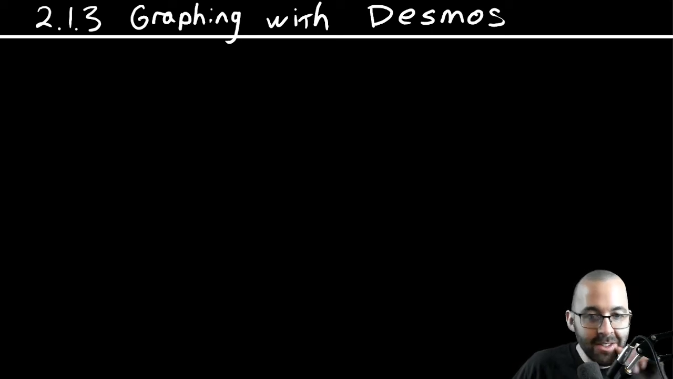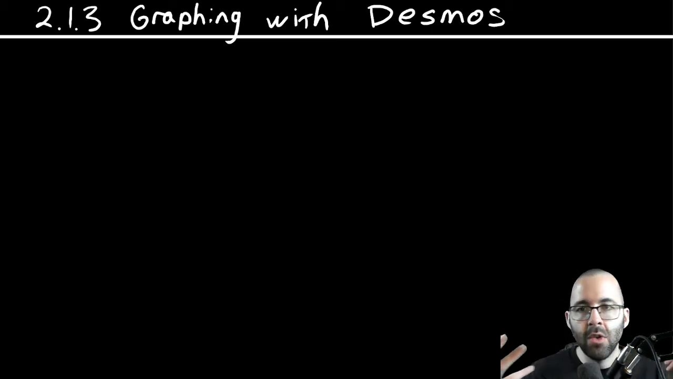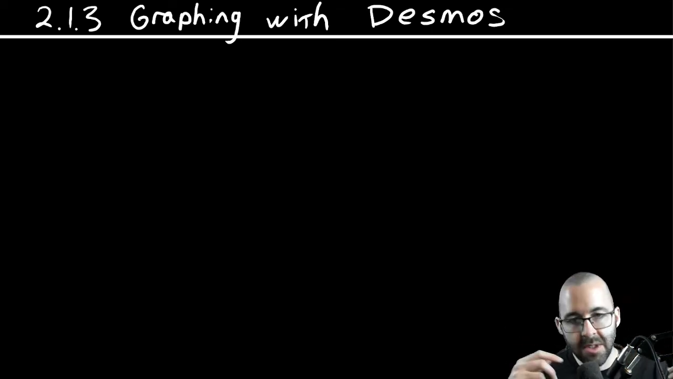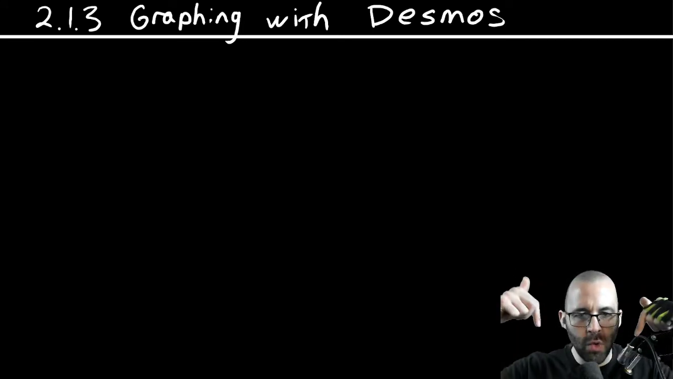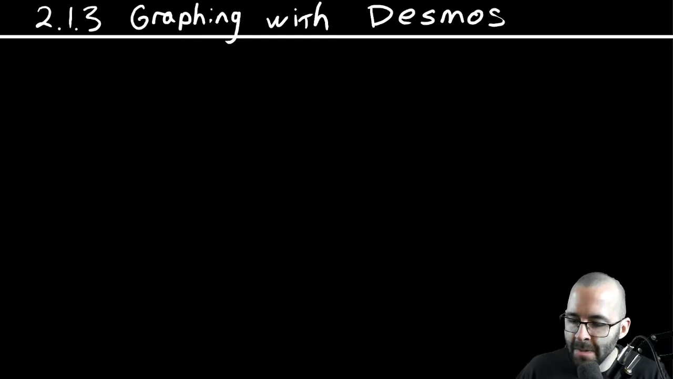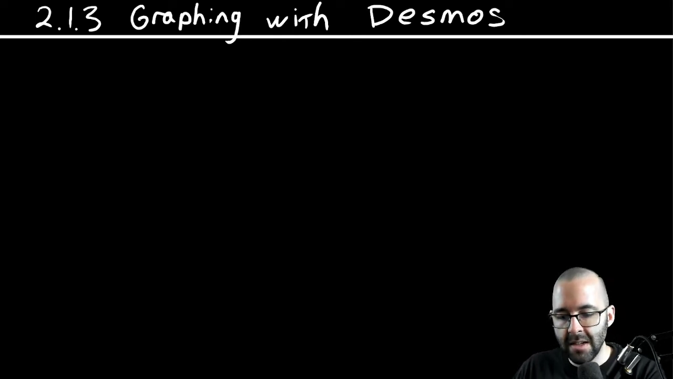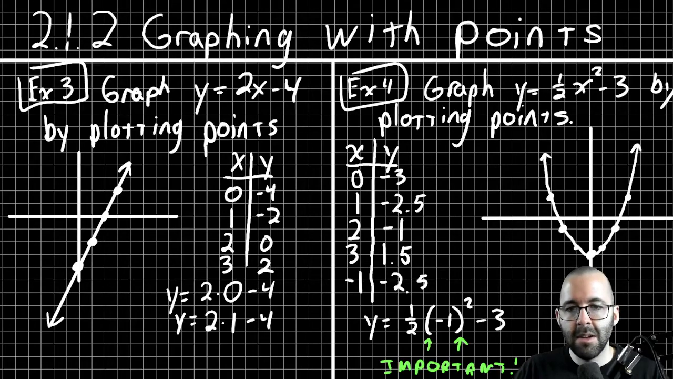All right, so in this video, it's going to be pretty quick. I'm just going to show you how to graph with Desmos, which is a website that is linked above the video or below the video, depending on where you are. And it's really, really easy. So all we're going to do is graph the functions from the previous page, which were these ones over here. So we're going to start by graphing 2x minus 4.